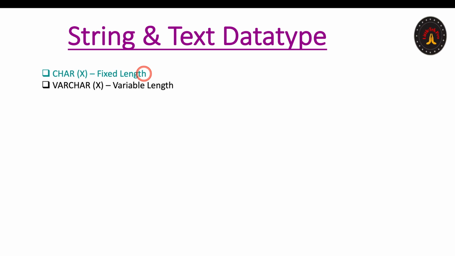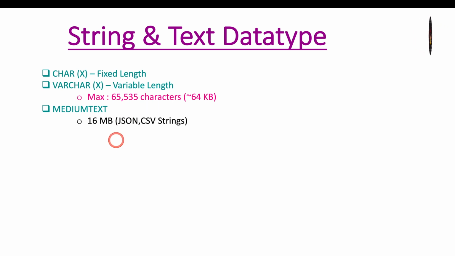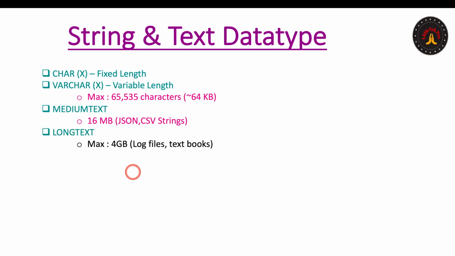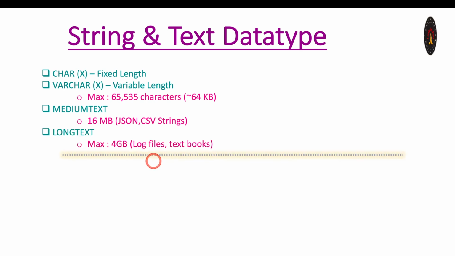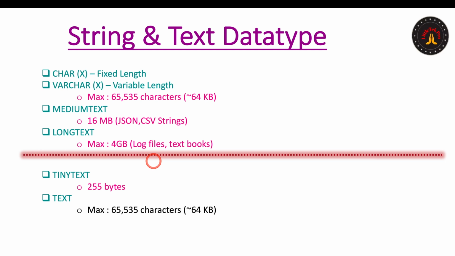The next one, the VARCHAR, which is variable length, stores a max of 65,535 characters. So if you'd like to store lengthy characters like name, address, then it's better to use the VARCHAR. Then the medium text, which is going to store up to 16 megabytes, like JSON and CSV strings. Then the long text, we are going to store up to 4 gigabytes, like log files, textbooks. Then we do have tiny text, which is 255 bytes. Then text, which is the same as a VARCHAR, which is going to store 65,535 characters.